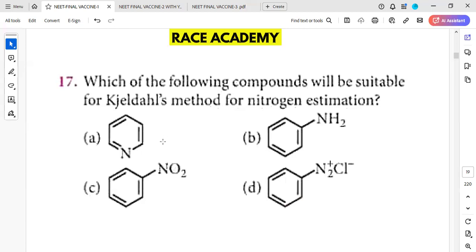So the one applicable is the second one, that is aniline. Let us see that. Observe this one, we have a ring. The first one is actually a pyridine ring. Internally there are some double bonds and nitrogen is present in it; it cannot come out, and it cannot be easily estimated using the Kjeldahl method.